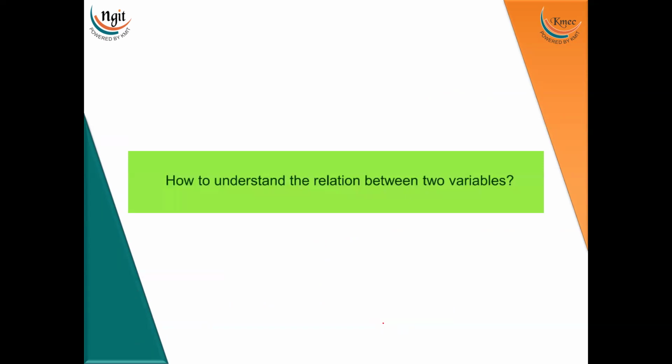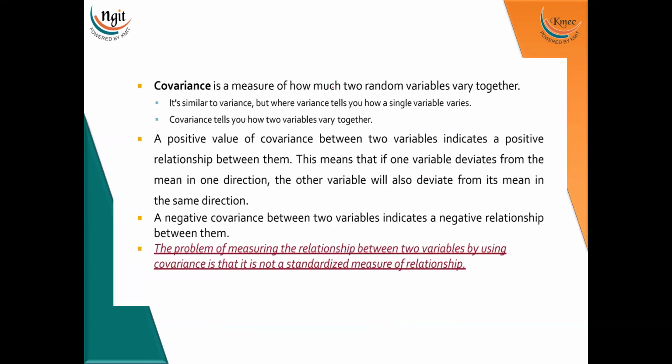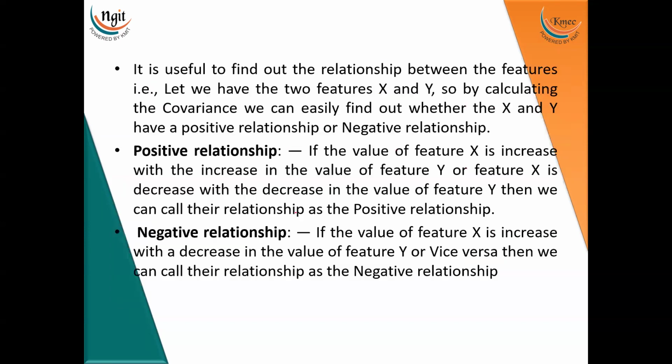But how do we understand the relationship between two variables? Covariance is a measure of how much two random variables vary together. It is similar to variance, but variance tells us how a single variable varies, while covariance tells us how two variables vary together. A positive value of covariance between two variables indicates a positive relation. This means if one variable deviates from its mean in one direction, the other will also deviate from its mean in the same direction. A negative covariance between two variables indicates a negative relation between them.